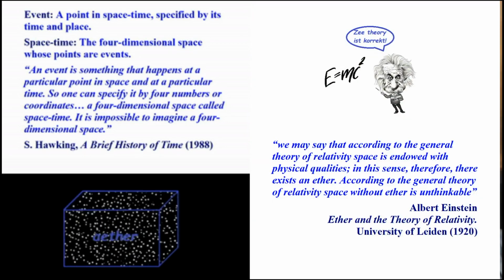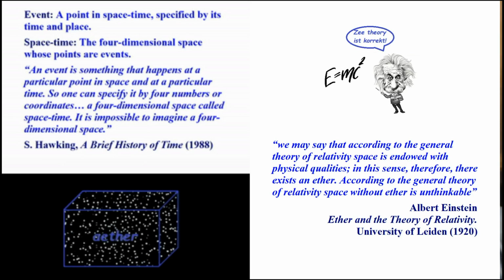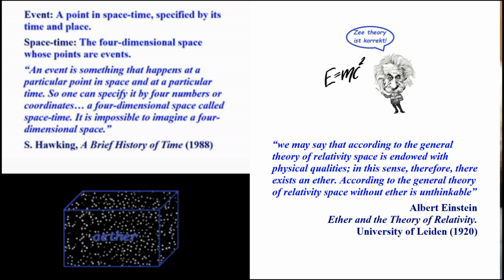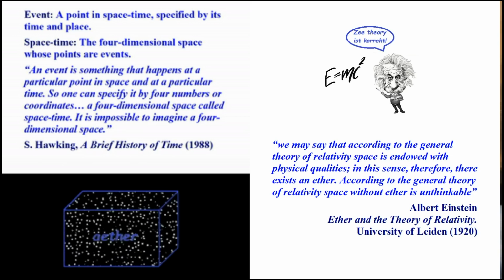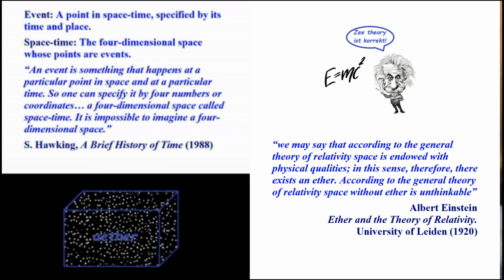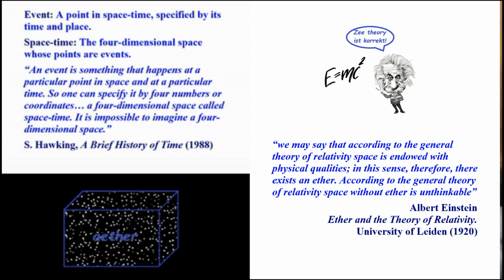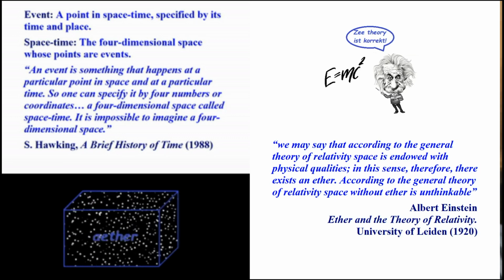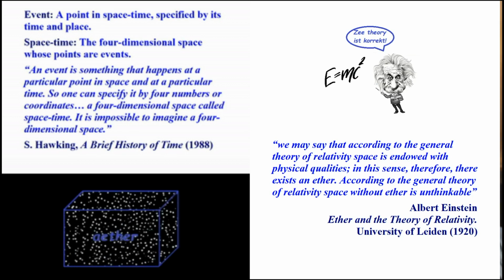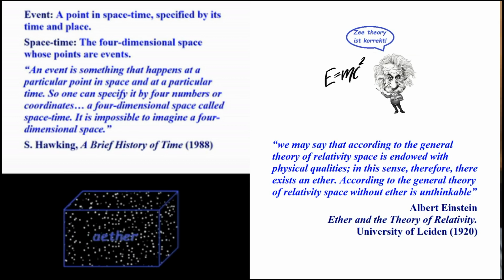Okay, here it is. This is what good old Einstein said, back in 1920. He says, we may say that according to the general theory of relativity, space is endowed with physical qualities. In this sense, therefore, there exists an ether. According to the general theory of relativity, space without ether is unthinkable. So yeah, the ether is a bunch of particles. That's what it is. In Einstein's version, it fills space.